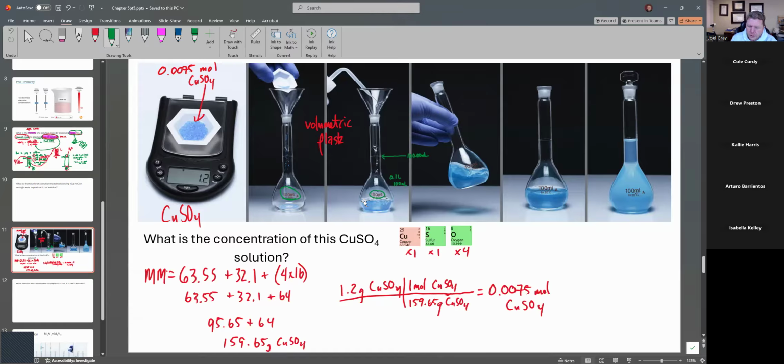With that in mind, despite my own personal opinion on this piece of glassware, it is a very good piece of glassware for accurately preparing a solution. The way that you do this is you get your solid, you measure out the mass of your solid, and you add it to a volumetric flask. What I want you to notice is that when you add this solid, there is no liquid in there. So it is completely dry.